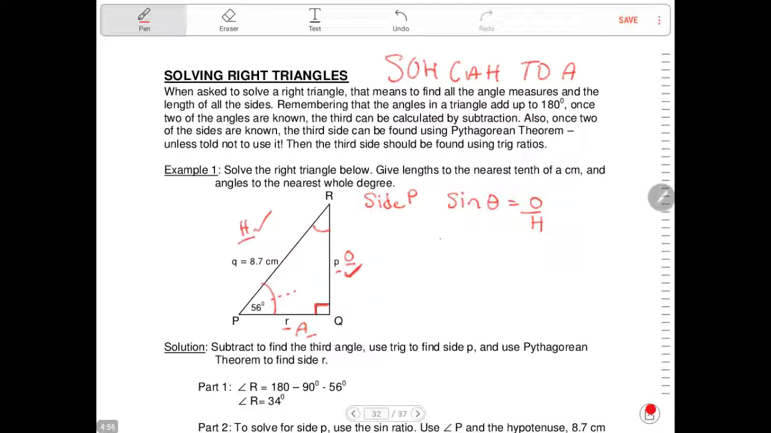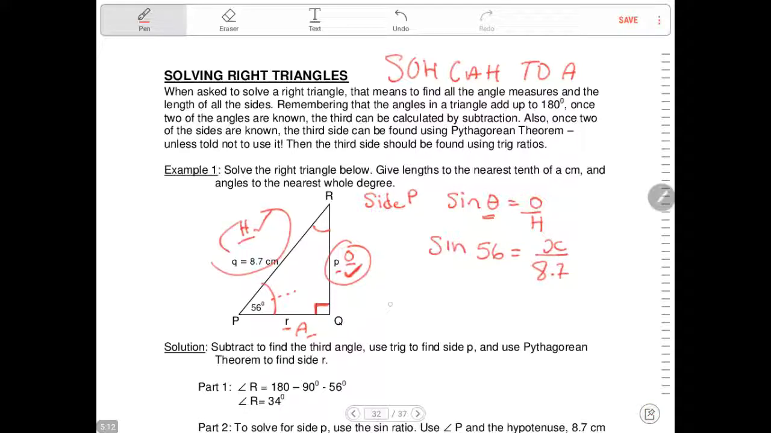Let's fill it in now. Do we have our angle value? The answer is yes, it's 56 degrees. We do not have a value for O, so we're going to put X there. Do we have a value for H? Yes, we do, it's 8.7.